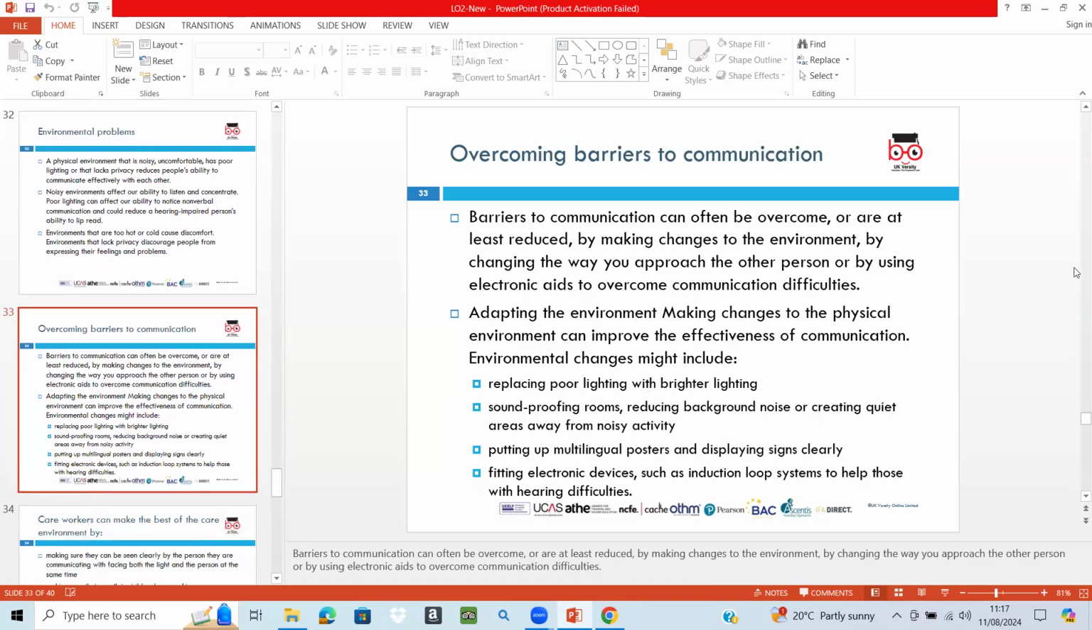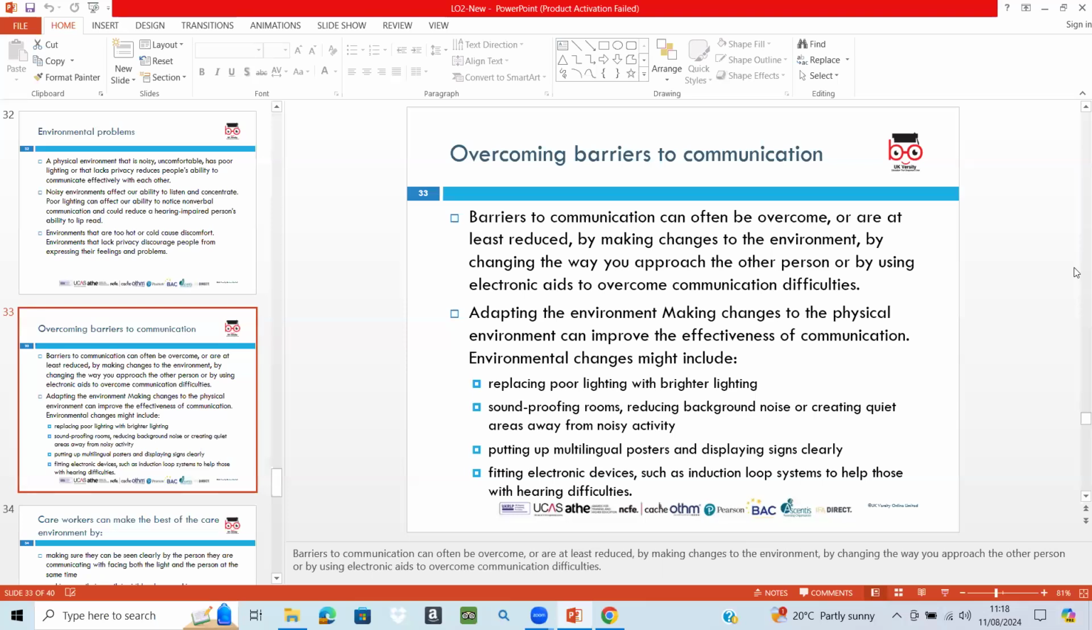Here we have to discuss overcoming barriers to communication. Right. So, what do we need to do to ensure effective communication? We need to address and overcome barriers. For example, adapting the environment: simple changes to the physical environment can make a big difference. Moving a conversation to a quiet room with good lighting can help a service user focus better on the information being shared, and it can reduce misunderstanding as well.